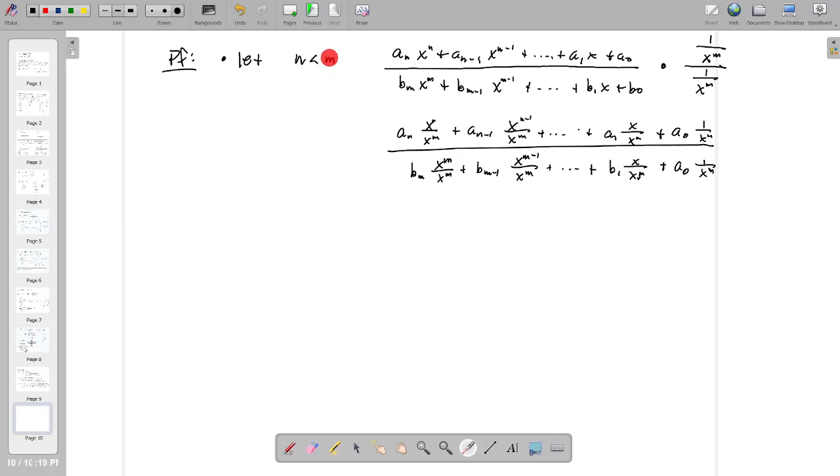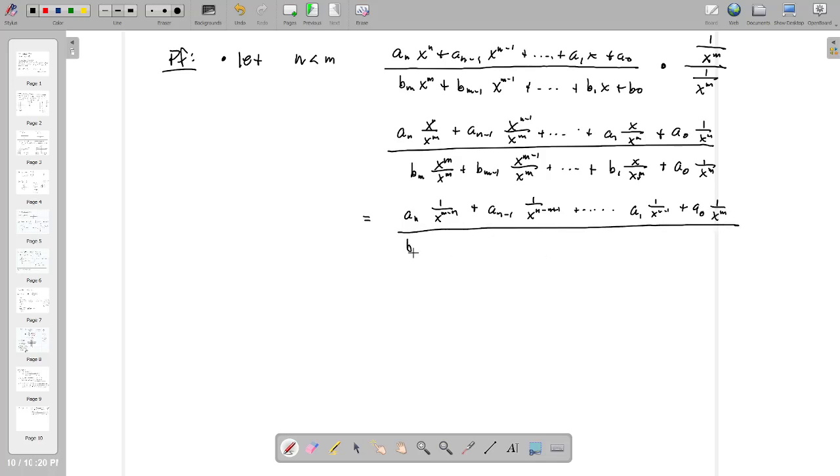Now again, note that m is larger than n, so if we divide x to the n by x to the m, we're going to have x's that remain in the denominator. This will end up being a sub n, 1 over x to the m minus n, plus a sub n minus 1, 1 divided by x to the m minus n plus 1, all the way down to a sub 1, 1 divided by x to the m minus 1, plus a sub 0, 1 over x.